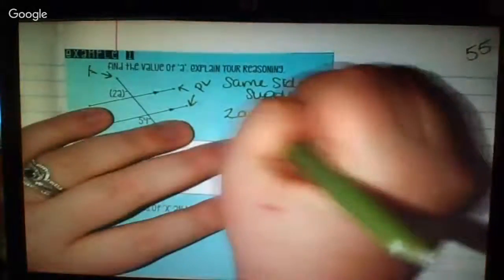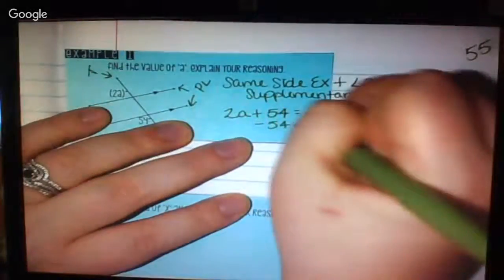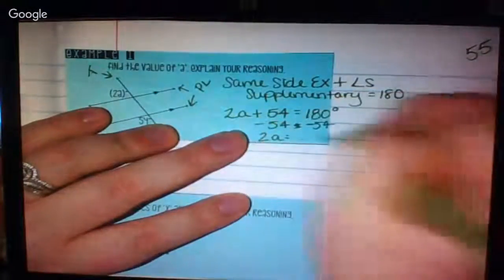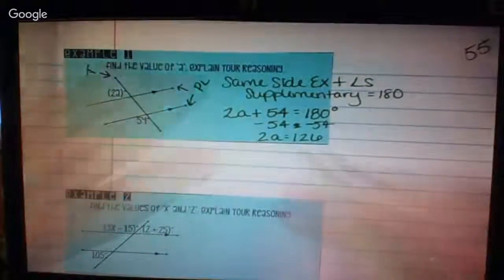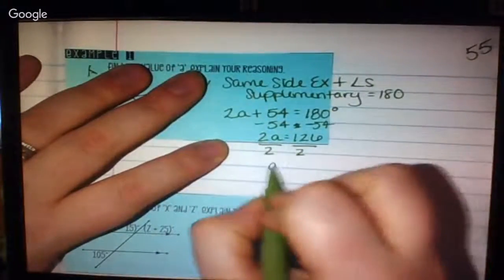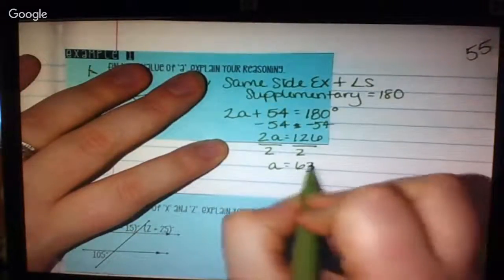Subtract your 54 from both sides. So you get 2A equals 126. Divide by 2. A is 63.